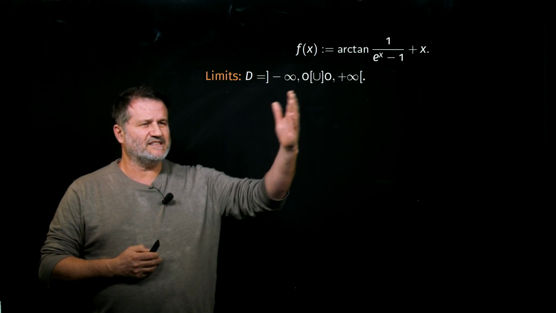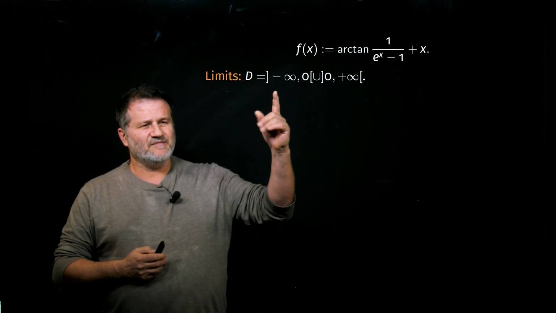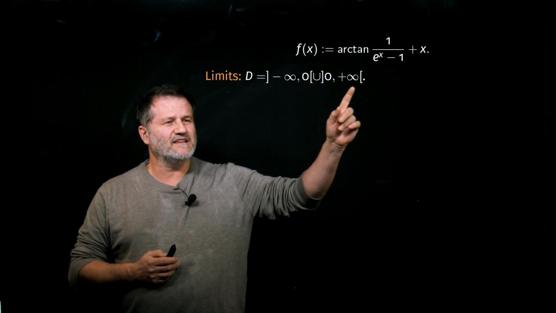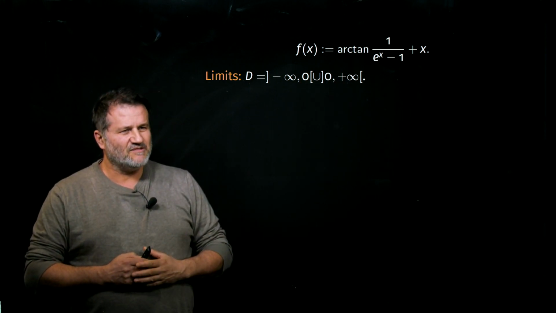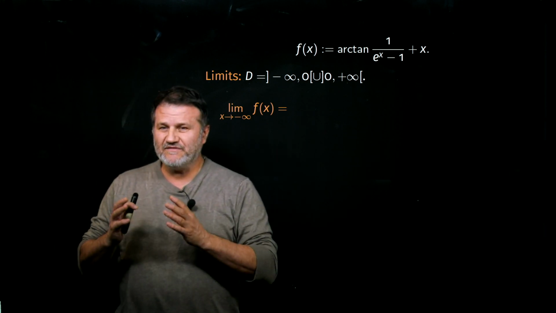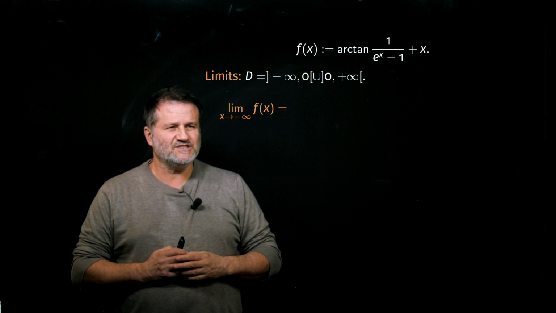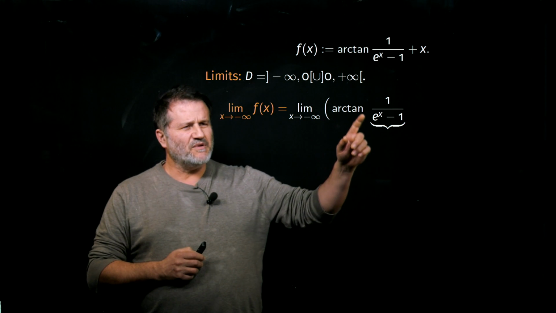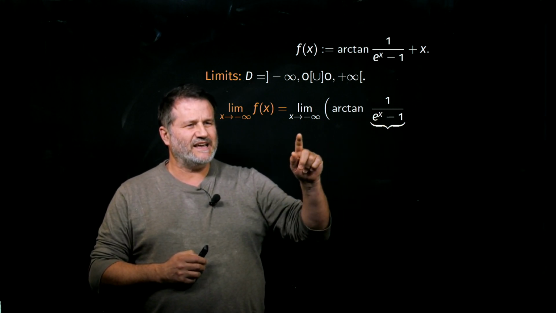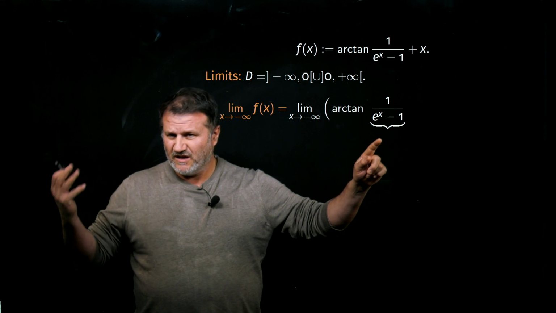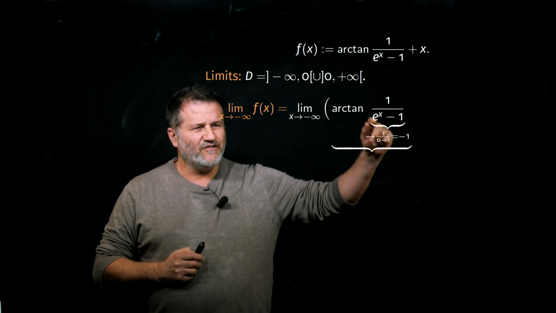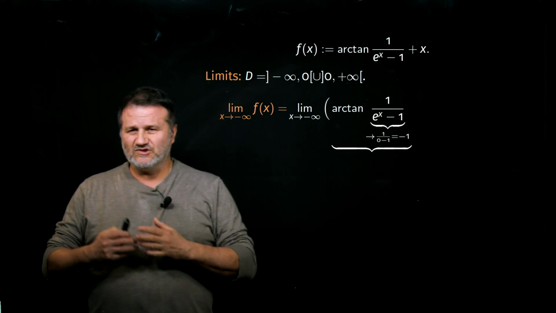Let's go on with the limits now. We have to discuss the limit at the endpoints of this domain. The endpoints are minus infinity, 0 left, 0 right, and plus infinity. So let's start with minus infinity. This means that we have to compute the limit for x going to minus infinity of f of x. We may notice that the argument of the arctangent, when x goes to minus infinity, e to x goes to 0, so this denominator goes to minus 1, and therefore the fraction goes to 1 over minus 1, so minus 1.